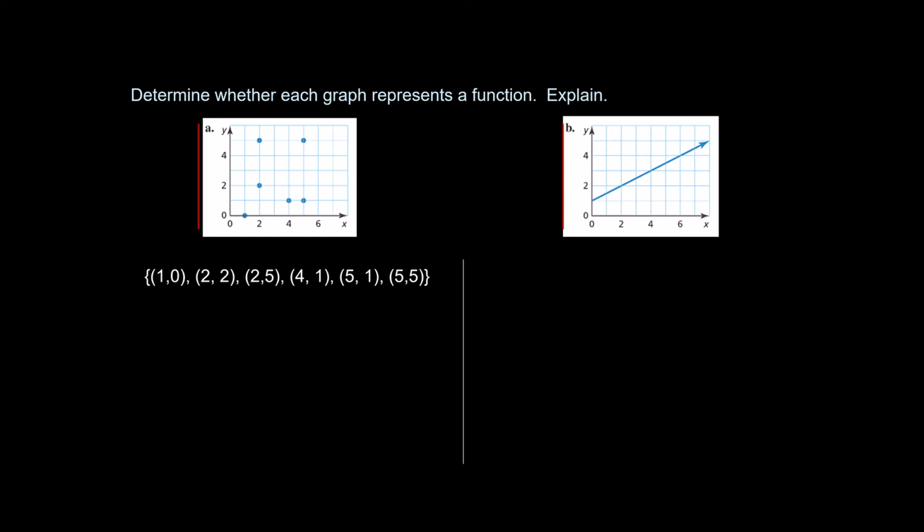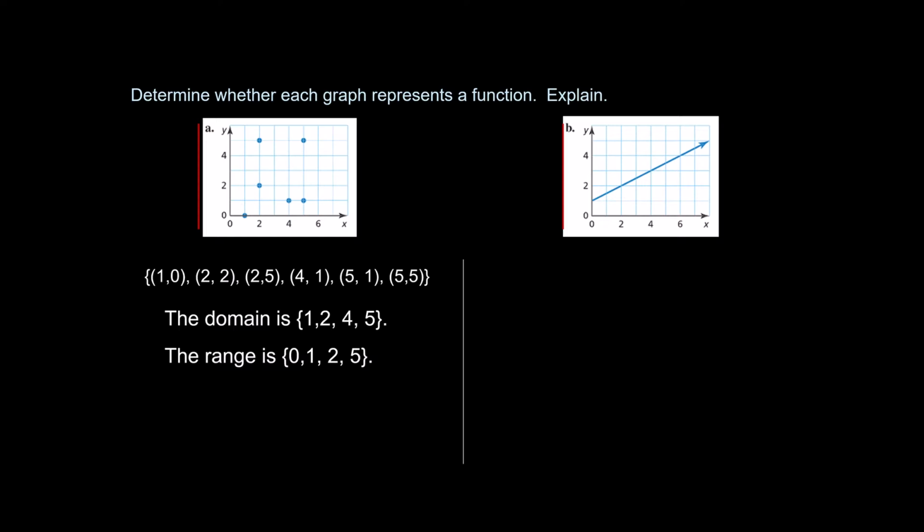Once you see the coordinates, it's pretty easy to go through like we did in the previous video and identify the domain. Remember, the domain is just those first values, 1, 2, 2, 4, 5, 5, and of course we only list each number one time. The range, of course, is the second values, the 0, 2, 5, 1, 1, and 5, and we list those, of course, listing them only once as well. From this information, we should be able to look at that graph and determine whether or not it's a function very, very quickly and easily.